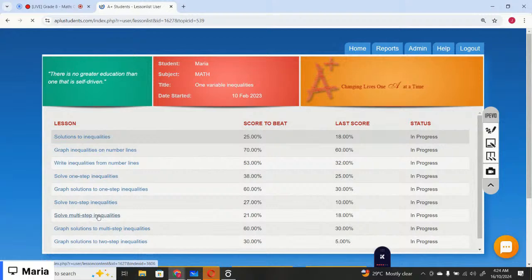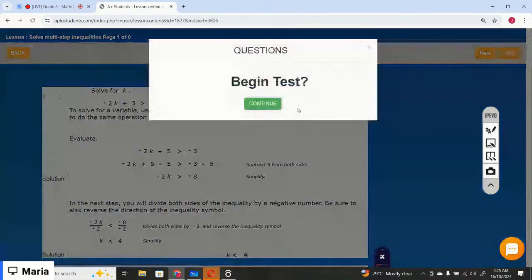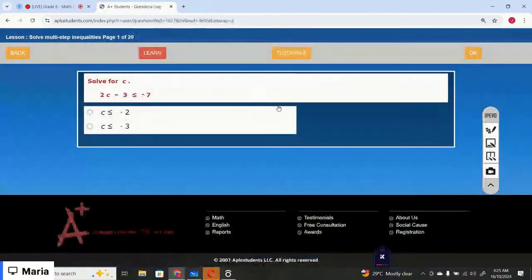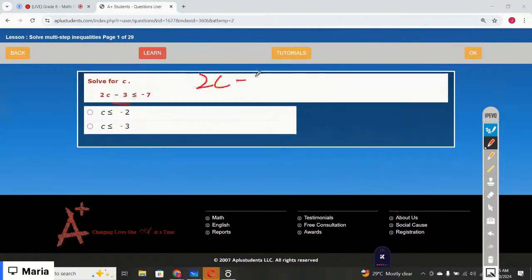solve multi-step inequalities. So the same way you did two steps, now you have more than two steps, right? The first one, let's just start with the test questions. You can have a look at the tutorial by yourself later today, right? Okay, 2c minus 3 is less than or equal to negative 7, right? So let's evaluate for c. You need to add 3 to both sides. 2c minus 3 plus 3, negative 7 plus 3. 3 minus 3 is 0. You are left with 2c is less than or equal to negative 4.